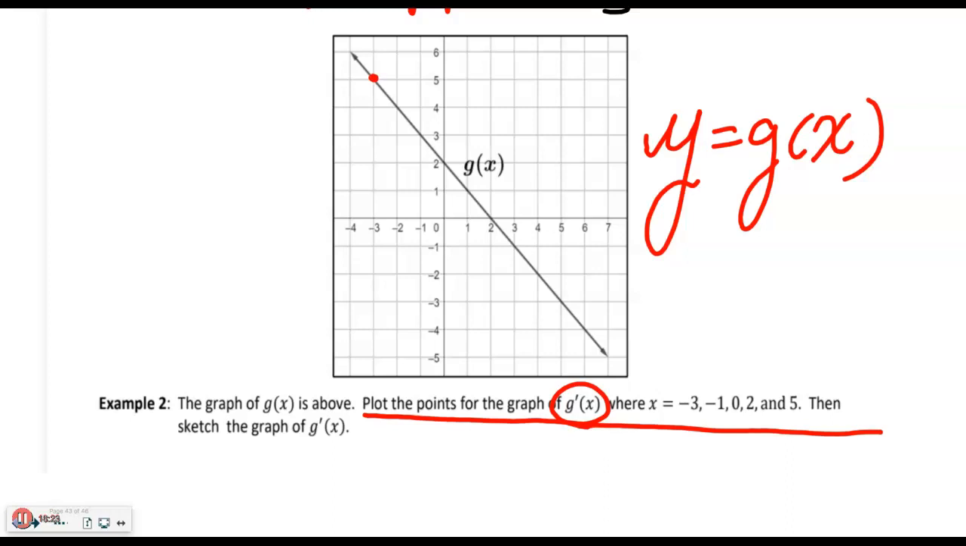When x is negative 3, what's g prime? Negative 1. So there'll be a dot right here. When x is negative 1, what's g prime? Negative 1. When x is 0, what's g prime? Negative 1. When x is 2, what's g prime? Negative 1. It would have been negative 1 everywhere because that's not curved. We'd say it has constant slope. Its change is constant, correct? Is that easy? That's easy, right?